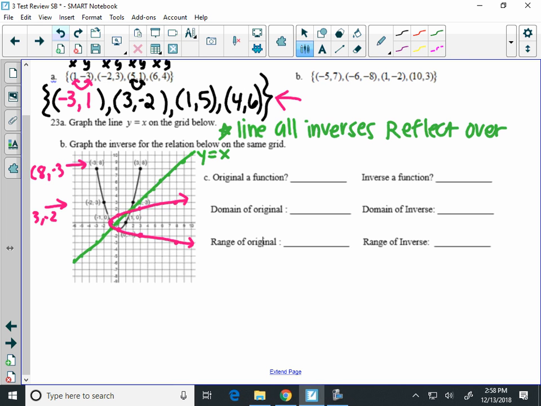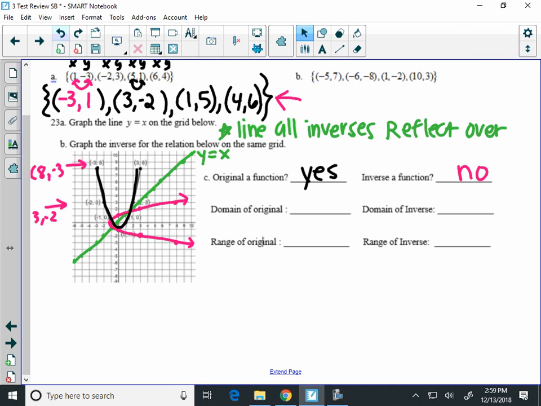Now let's do some review questions. Was that original parabola, this black graph that's on your paper, a function? Well, remember, functions pass the vertical line test, which this graph does. So that would be a yes. Is the inverse, the pink graph, a function? Well, the pink graph fails the vertical line test, so it is not a function.